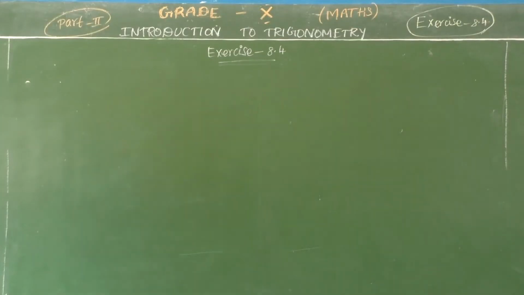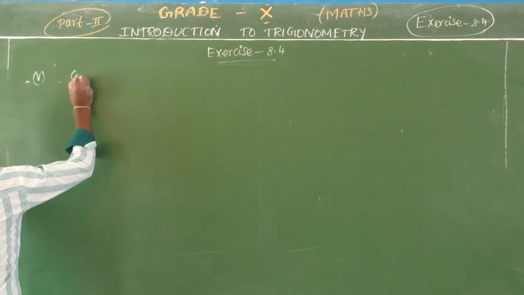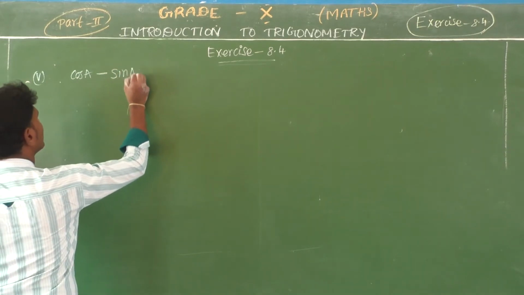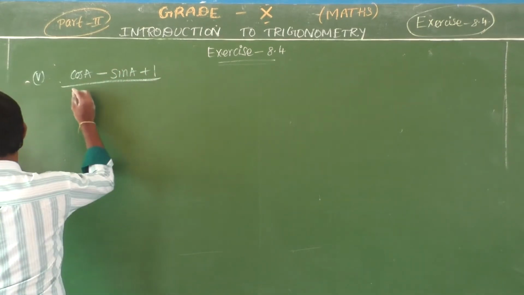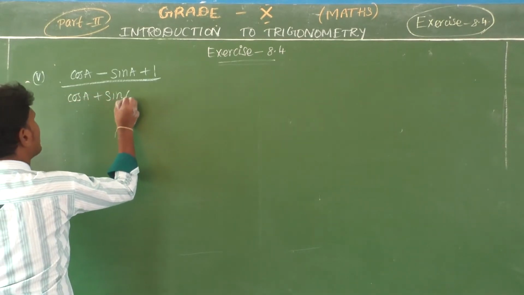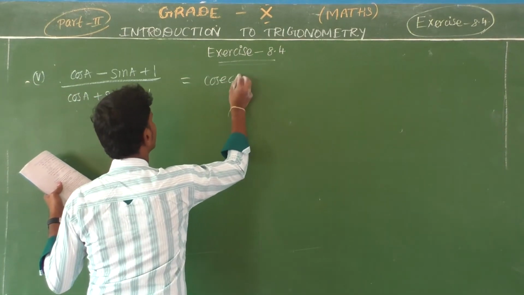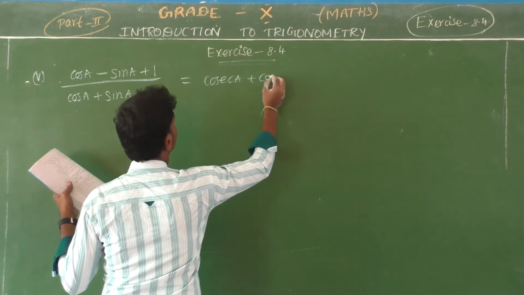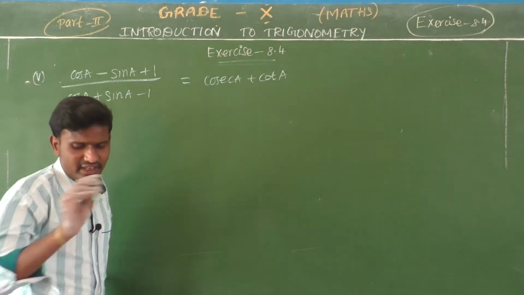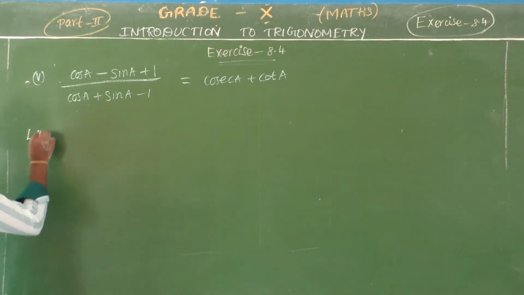Now the next question is question number 5. Okay, question number 5 is (cos A minus sin A plus 1) whole divided by (cos A plus sin A minus 1), which is equal to cosecant A plus cot A. Okay, it is a very important and very easy pattern, and we have the same pattern of question.